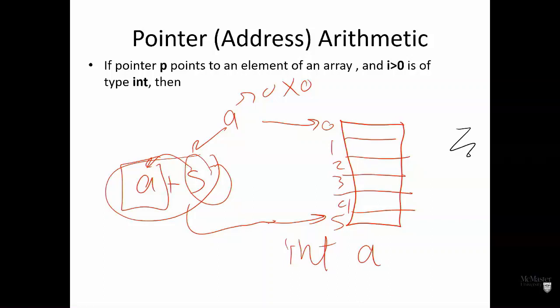So if A is an array of integers or a pointer of integer type, you want to increase the memory not by 5, but by how much? 5 multiplied by 4, the size of the integer. Right? Makes sense? Because effectively this one is at address 20.